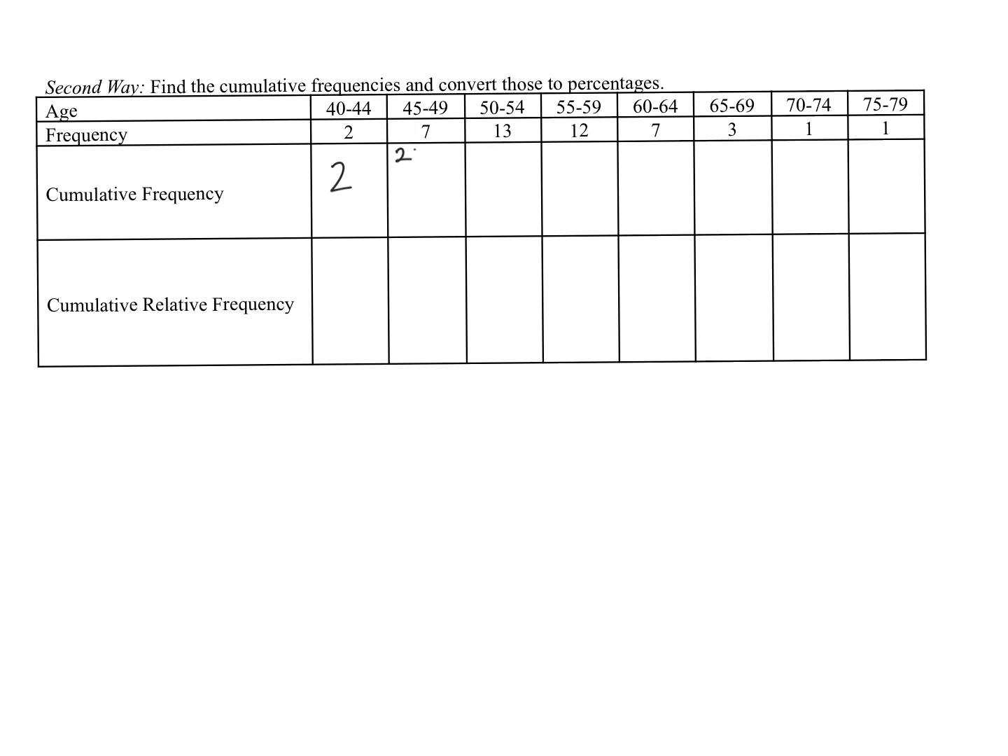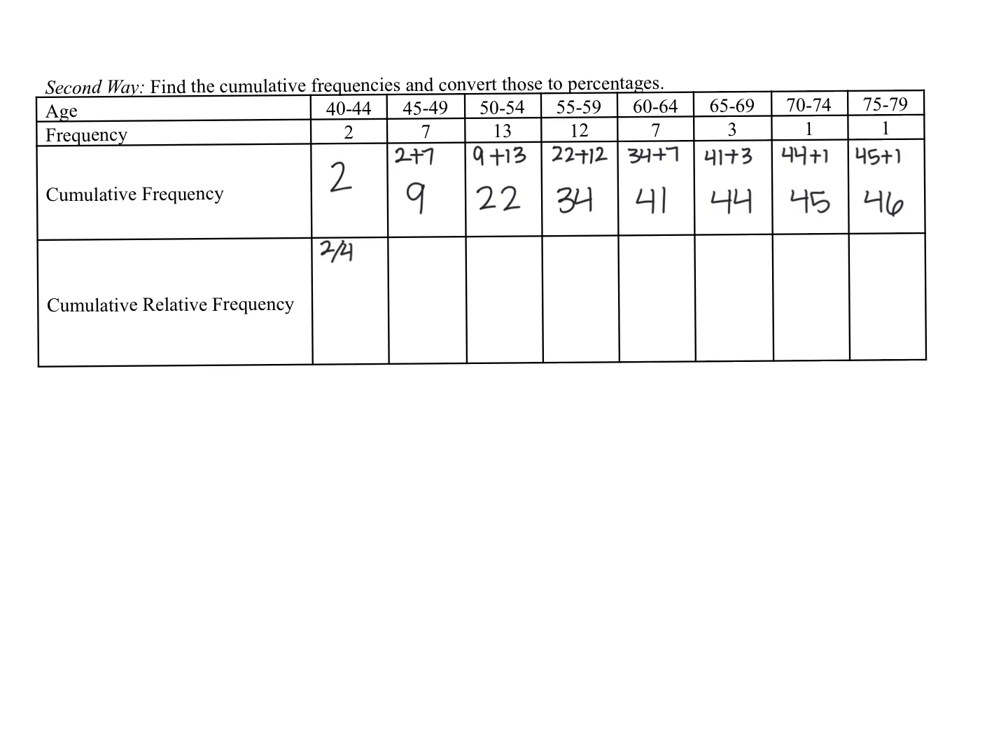And then you do 2 plus 7, so you get 9. Then 9 plus 13, which is 22. 22 plus 12, which is 34. 34 plus 7, which is 41. 41 plus 3, which is 44. 44 plus 1, which is 45. And then 45 plus 1, which is 46. So this way you're guaranteed to get 100% at the end because now I'm going to treat them as fractions.